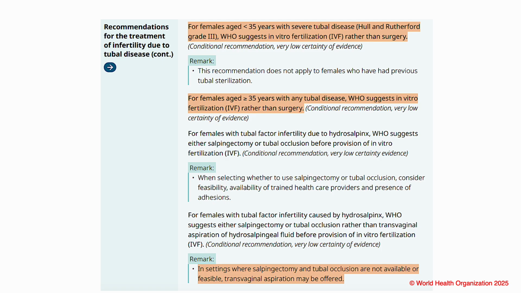And whenever there is hydrosalpinx, salpingectomy and tubal occlusion are always preferred. But in cases where salpingectomy and tubal occlusion are not feasible, maybe because of a frozen pelvis or a lot of tubal adhesions, when laparoscopic surgeries are not feasible, then transvaginal aspiration may be offered.